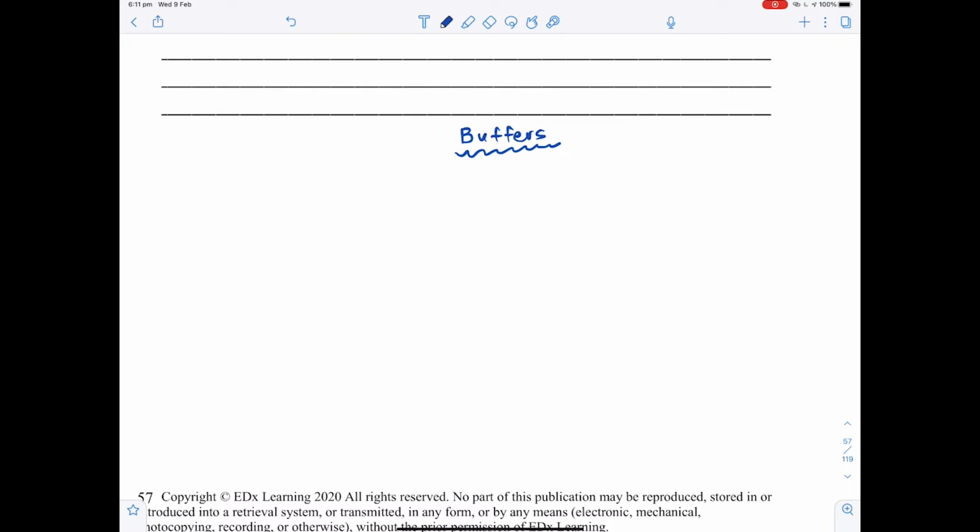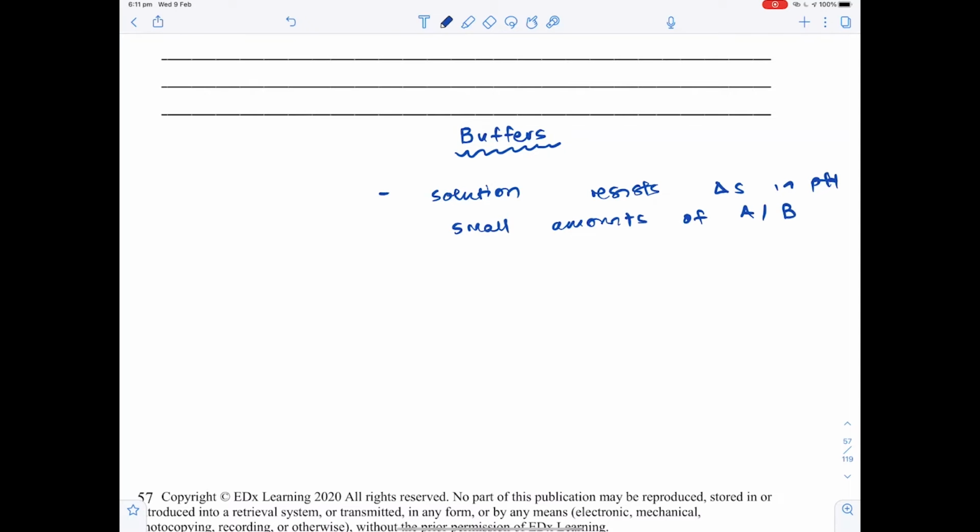I think it essentially obeys Le Chatelier's principle of changes in concentration. The basic essence here is that a buffer is a solution that resists changes in pH, and it only resists changes in pH when small amounts of acid or base are added.